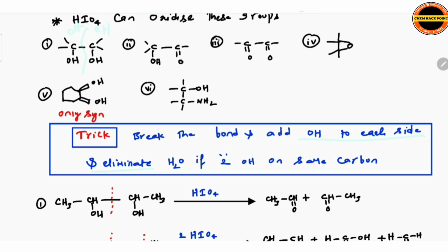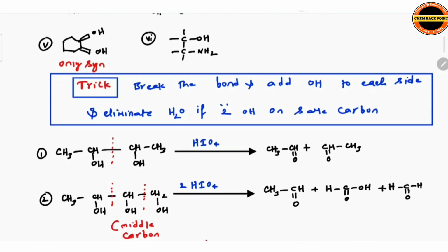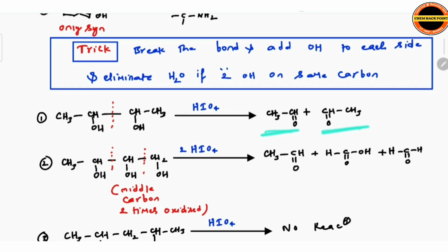If the same carbon has two OH groups, eliminate one water molecule. See here, break it, add OH here, OH here. So the same carbon having two OH groups, eliminate the water molecule. Left over, you will get two aldehydes.